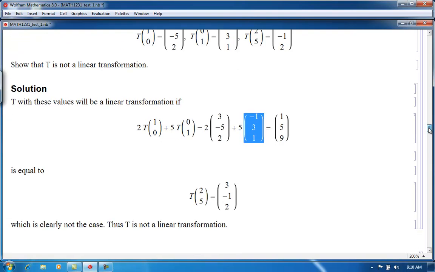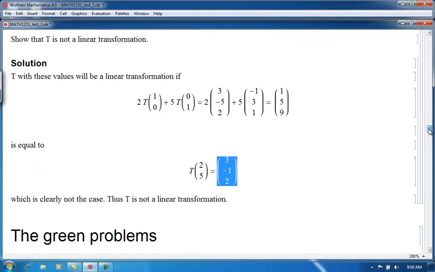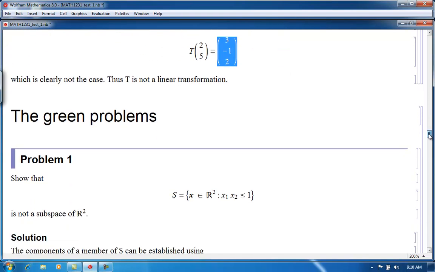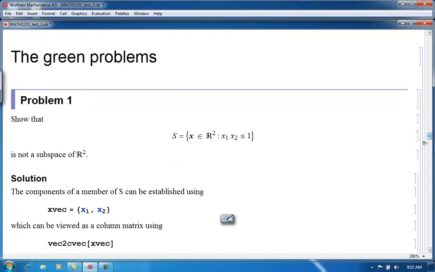And this will be a linear transformation if T(2, 5) is equal to this, but it's not. So T is not a linear transformation. So that was the end of the yellow problem. So let's go to the green problems. There's several. So we start with question 1.